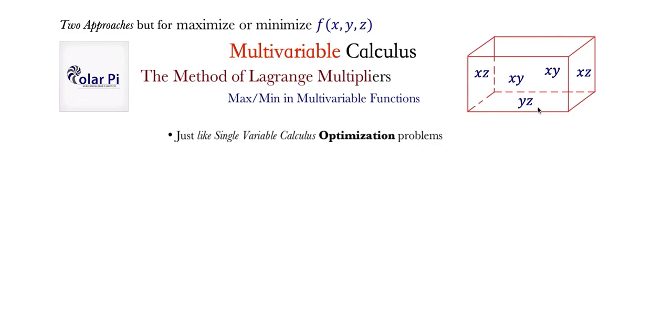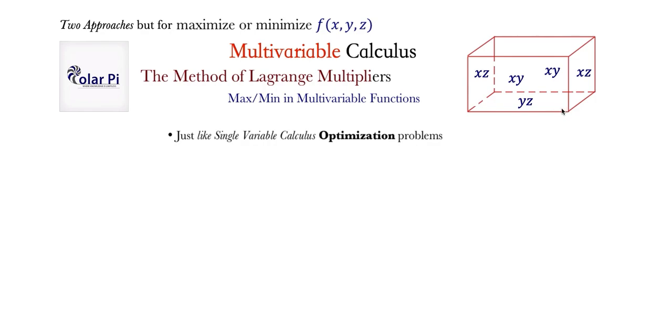That's why in single variable calculus, we had to assume that our box had a square base, because then we only had two variables, and we could use the volume constraint to get rid of one of the variables, and therefore make the surface area, which we're trying to minimize or maximize, a function of a single variable.